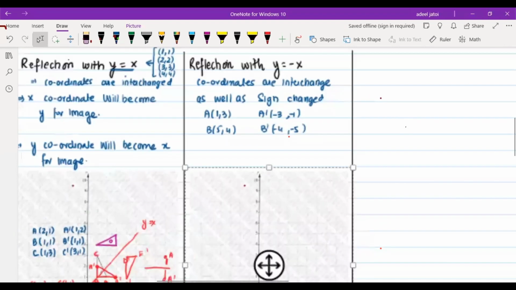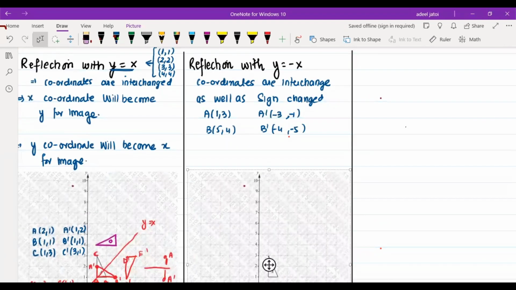Now moving on with the example of reflection of y is equal to minus x, we should know that if x is 1, then y will be negative 1. If x is 2, y will be negative 2. If x is 3, y will be negative 3. So this will give me what? Reflection with y is equal to x line.